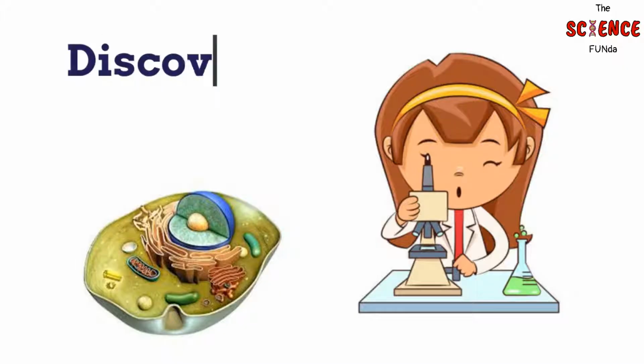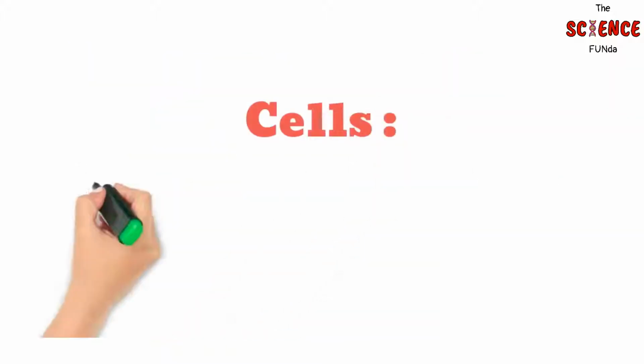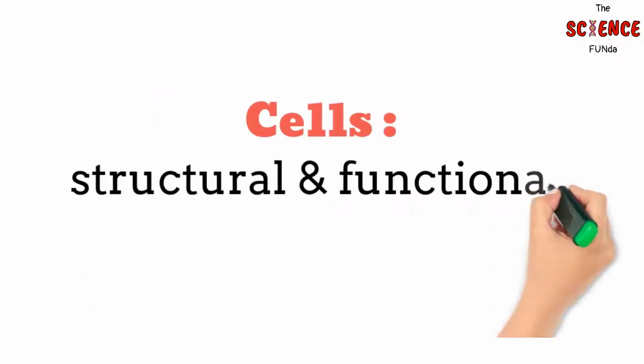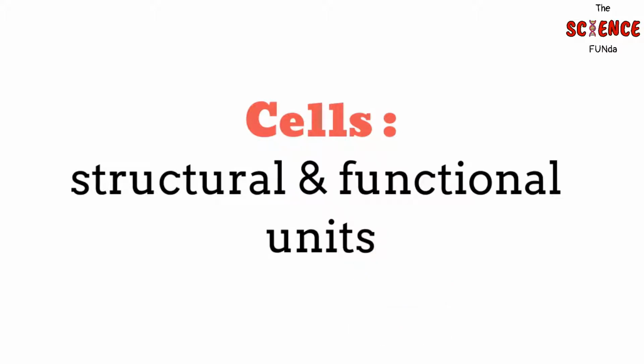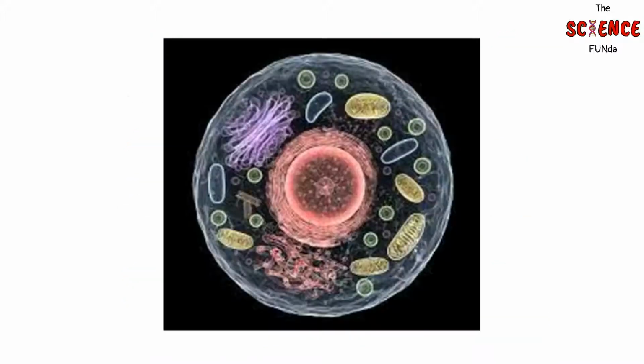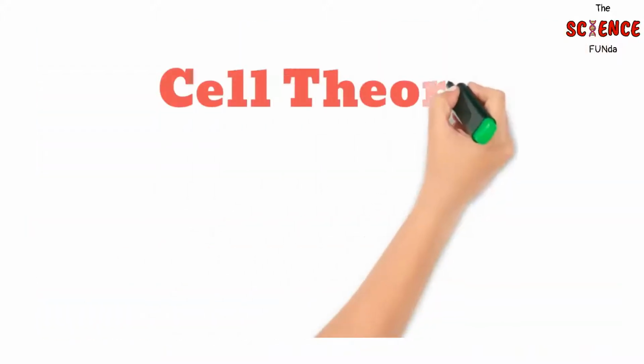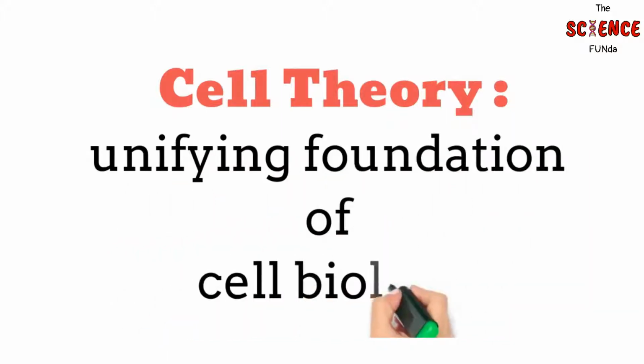We had learned in one of our previous videos about how cells were discovered. Cells are the basic structural and functional units, whether they exist as a single cell or a multicellular organism. All cells perform basic functions necessary to their own survival. Within each cell, chemical molecules are organized into a living unit. In turn, cells serve as building blocks for tissue, organ, and whole body function. Cell theory is the unifying foundation of cell biology.